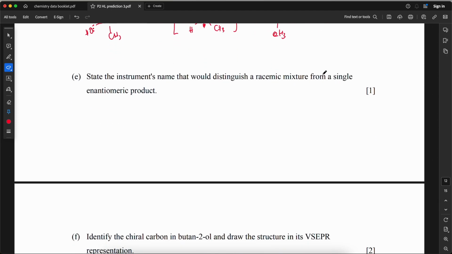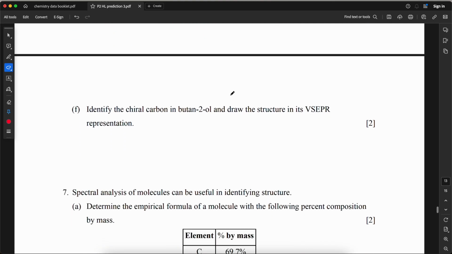State the instrument's name that would distinguish a racemic mixture from a single enantiomeric product. That would be a polarimeter, because it can measure the rotation of polarized light by chiral compounds and mixtures.